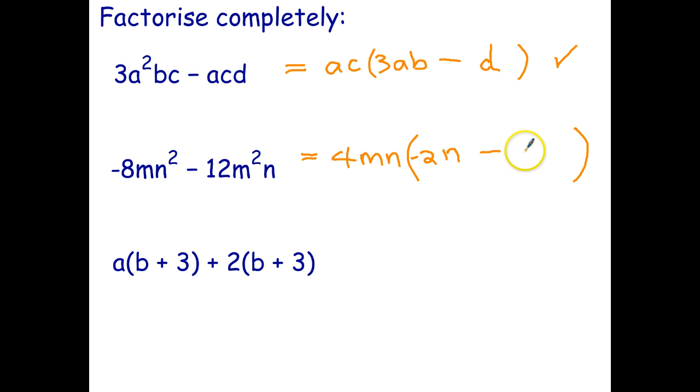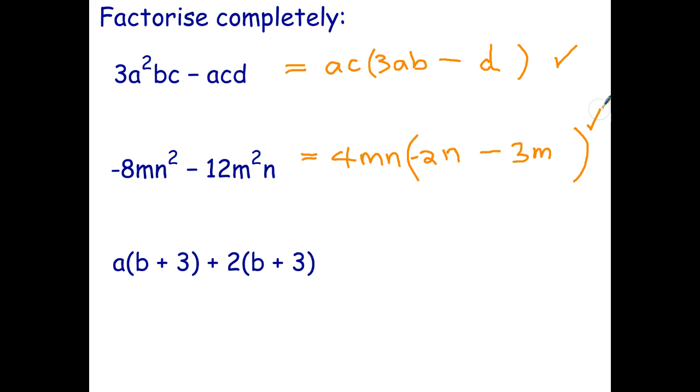Okay, and with the last term, I've taken out a factor of 4, so that leaves a factor of 3. I've taken out one of the factors of m, so that leaves one factor of m, and I've taken out the factor of n. So let's check to see if that's correct. 4 times -2 is -8. M, n, n is the same as mn squared, so that's correct. Minus 4 times 3 is 12. M times m is m squared times n.